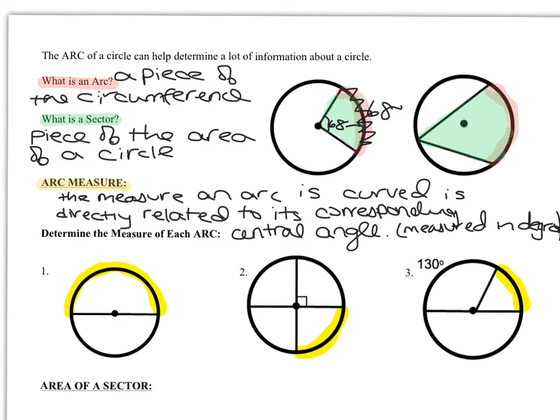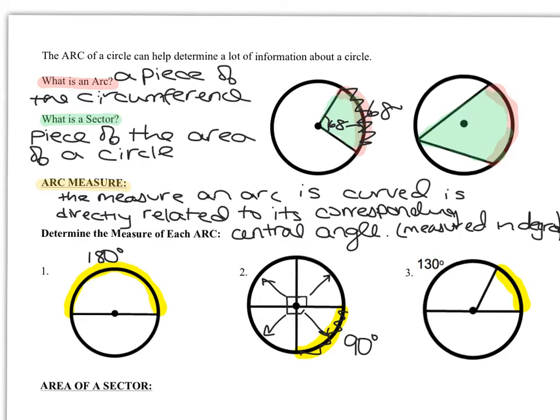If I want to look at some of these problems, it says to determine the measure of each arc. I want to determine the measure of this yellow shaded area. Well, it's half the circle. A whole circle makes 360, so half a circle would be 180 degrees. So that yellow arc is 180 degrees. If I look at number two, I have a 90-degree angle in the center, which means all of these are 90 degrees, which means they correspond to their arc measures, so this arc measure is 90 degrees.